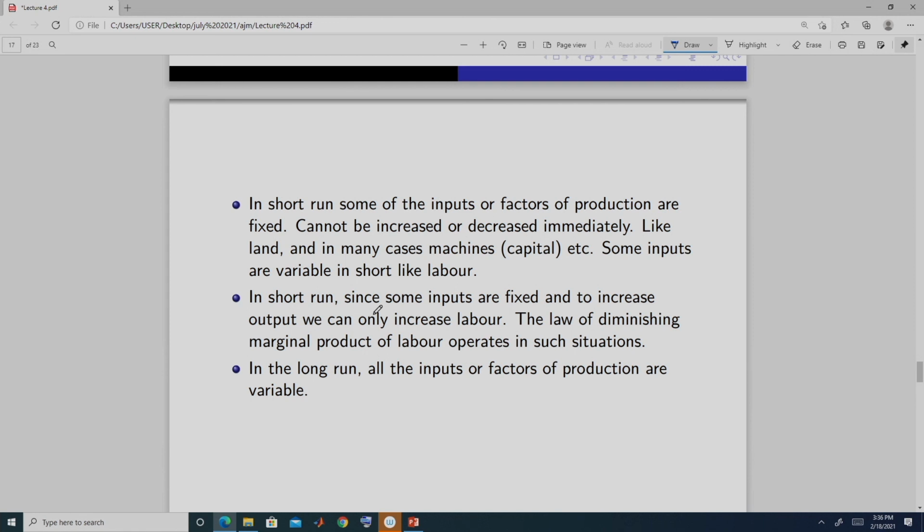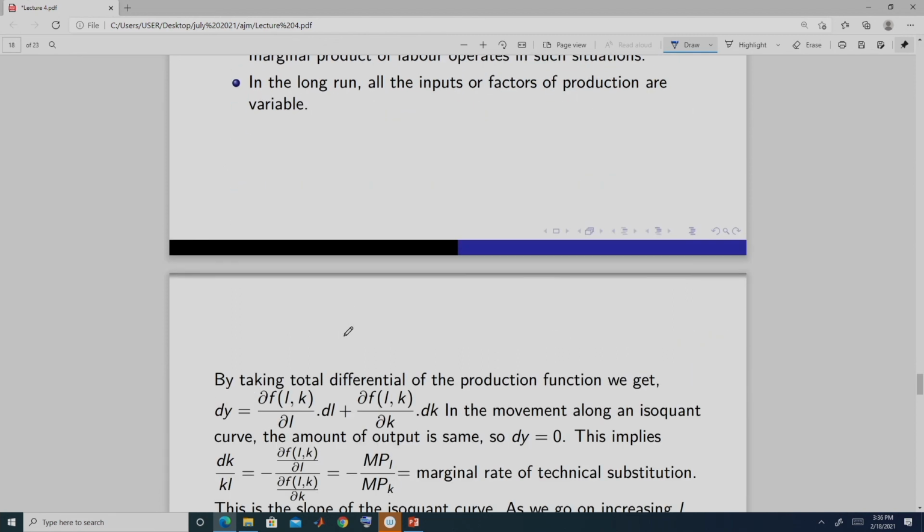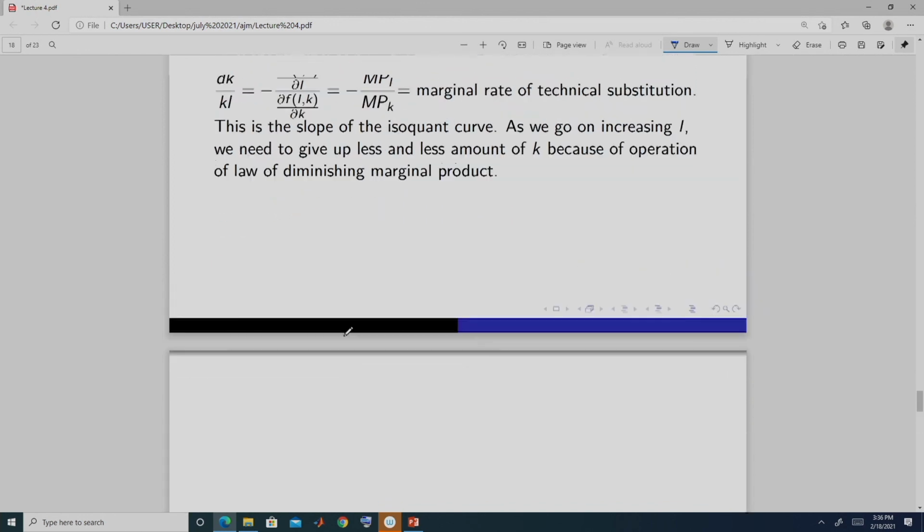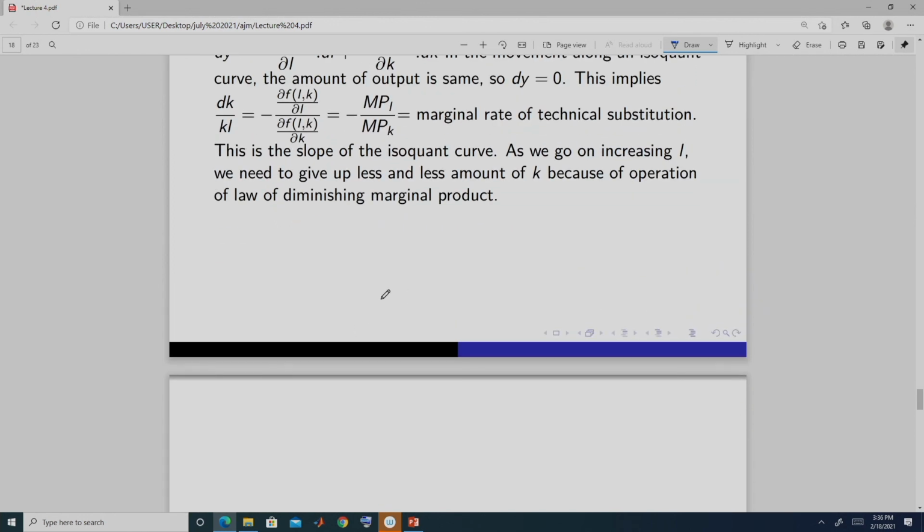Okay? Now, since in the short run some of these factors or inputs are going to be fixed, that is why we see the law of diminishing marginal product may operate, and that is why it plays an important role. Okay? Now, we will study what happens when we move along an isoquant.